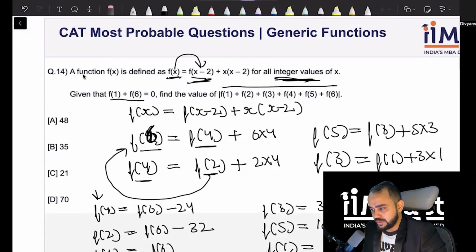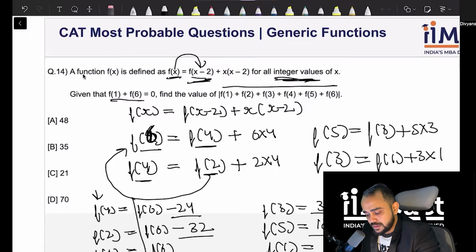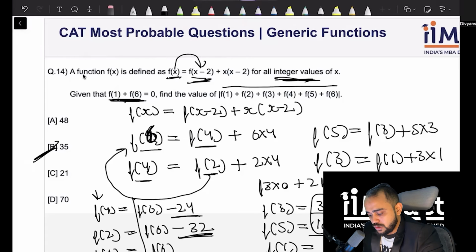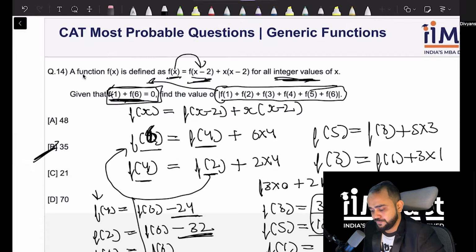Now if I add all of these, I will get 3 times f of 6 plus 3 times f of 1, and f of 1 plus f of 6 is given to me as 0. So my answer will be 3 into 0 plus this 18 plus 3, that is 21, minus 24 plus 32, which is 56, and whole mod of this. So this will be 35. Otherwise, this question can take up a lot of time if you go for something else. So you converted what was being asked into the one thing that I know about. All right, moving on.